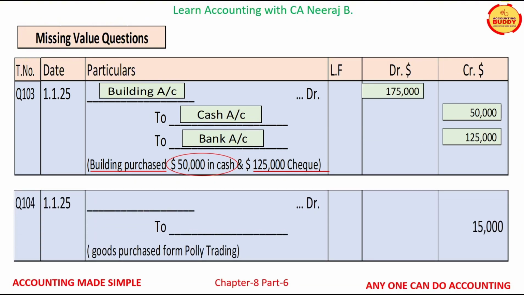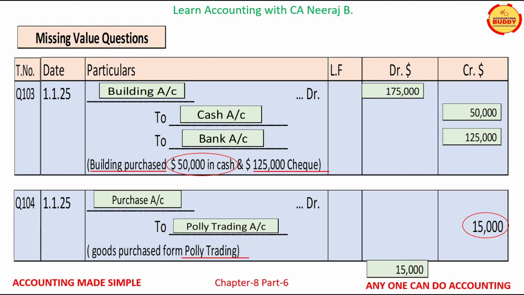Question number 104 is goods worth $15,000 are purchased from Poly Trading. For this transaction, purchase account will be debited and Poly account will be credited by $15,000.